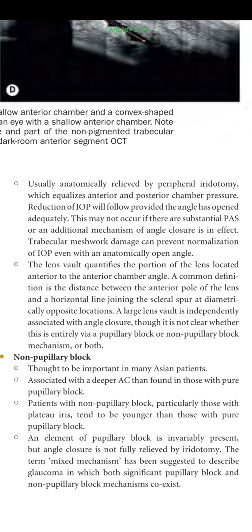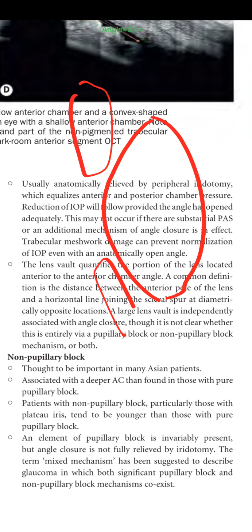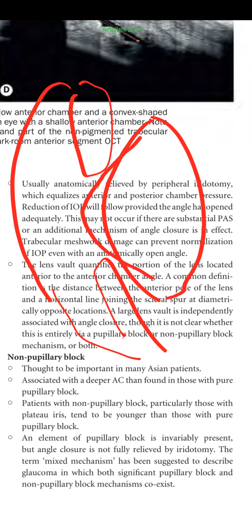And there is a lens vault. A lens vault is basically the portion of the lens, so you know the lens is lying here, there is an iris and there is a cornea. Sometimes the lens vault is bigger. How would you measure it? You take the distance between the anterior pole of the lens and the line joining the scleral spurs on the two sides. If this is narrow, it means that there is a large vault.